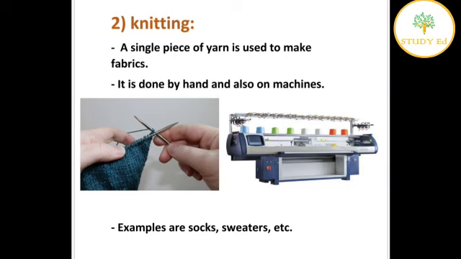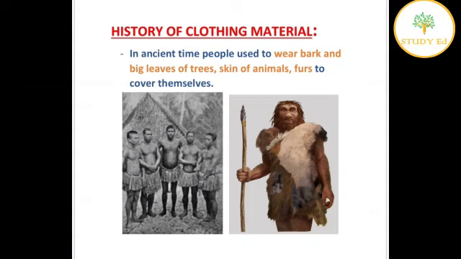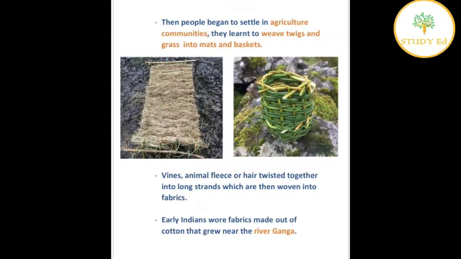Now let us see the history of clothing materials. In ancient times, people did not know how to wear and what to wear, or how to make clothes or fabrics. So they used to cover themselves by wearing barks and big leaves of trees, skin of animals and furs, as you can see here in the image. After some time, people moved into agricultural communities, and they learned to weave twigs and grasses into mats and baskets, as you see here in these images.